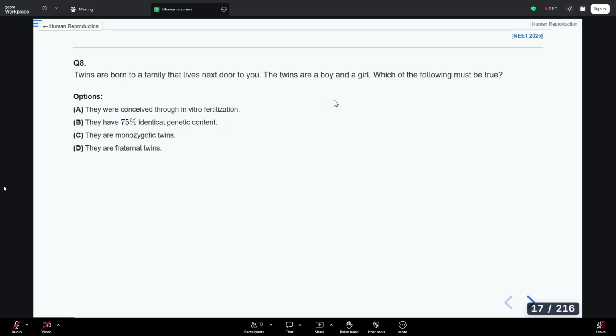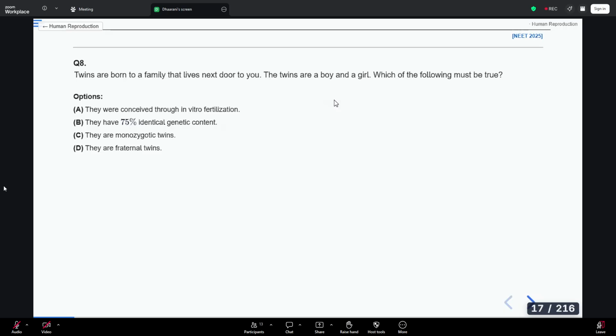Monozygotic means when a single fertilized egg splits into two separate embryos. Monozygotic means one fertilized egg that split into two. What about dizygotic? Generally, monozygotic means one egg will be fertilized by one sperm and form a zygote. That zygote will divide into two embryos. So you are correct about the monozygotic.